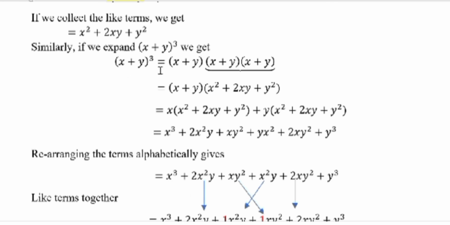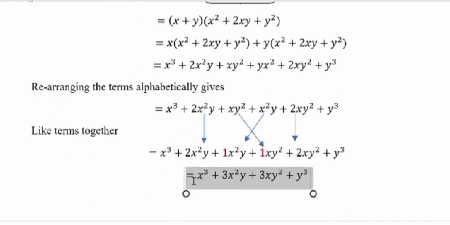(x plus y) cubed, when expanded, gives us this as the answer. If we scrutinize it further, you realize the coefficient here is 1, the coefficient here is 3, the coefficient here is 3, the coefficient here is 1.